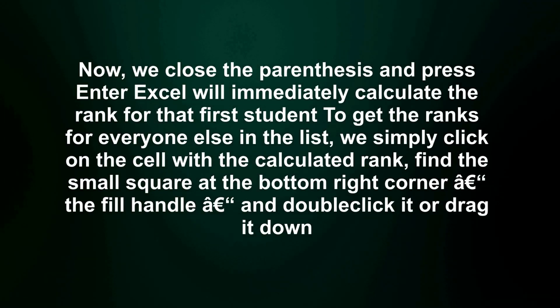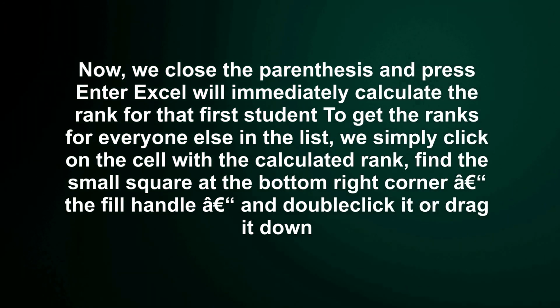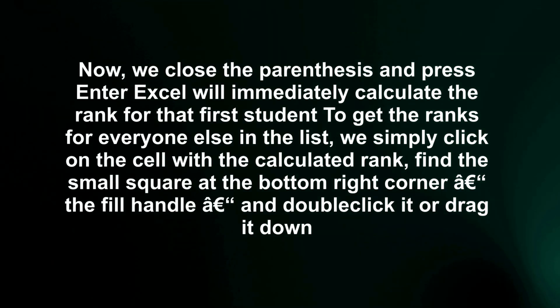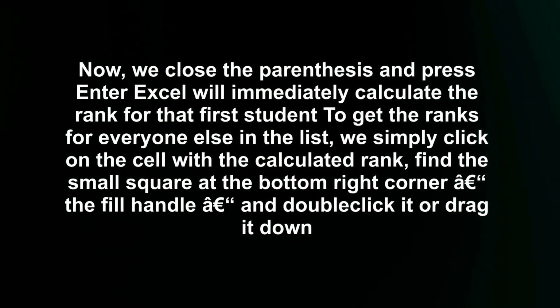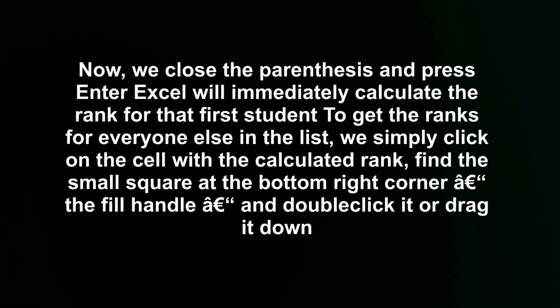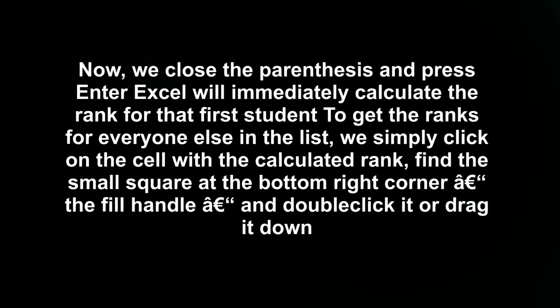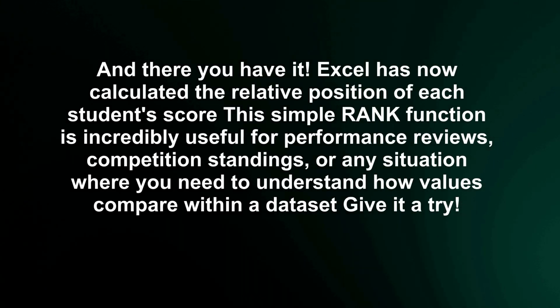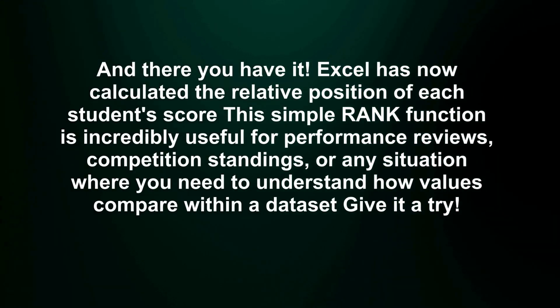To get the ranks for everyone else in the list, we simply click on the cell with the calculated rank. Find the small square at the bottom right corner, the fill handle, and double-click it or drag it down. And there you have it. Excel has now calculated the relative position of each student's score.